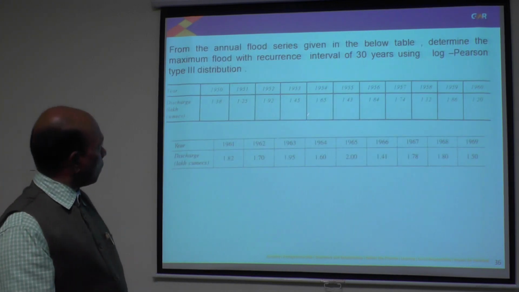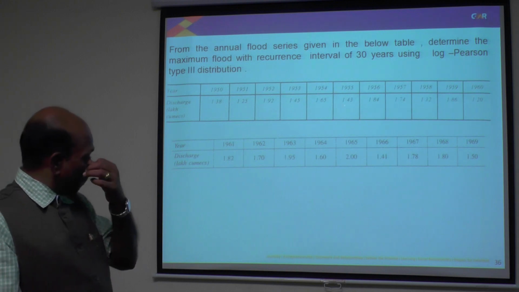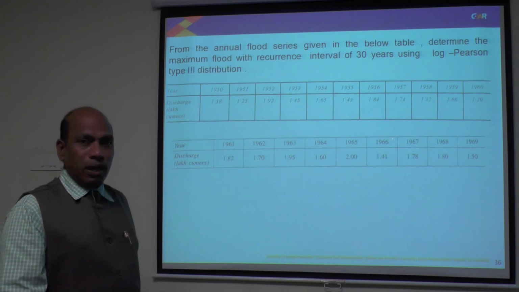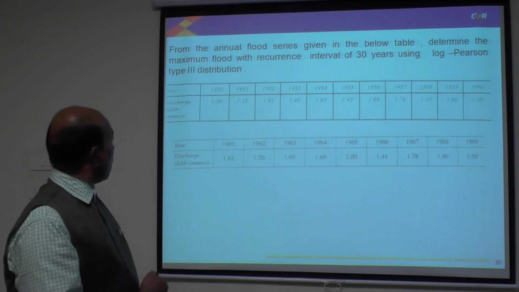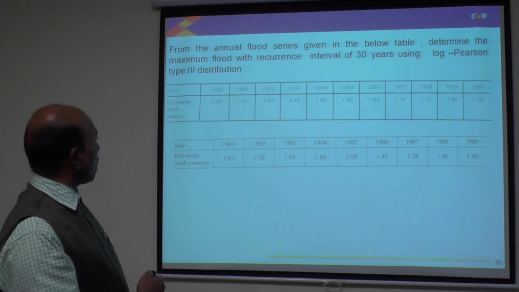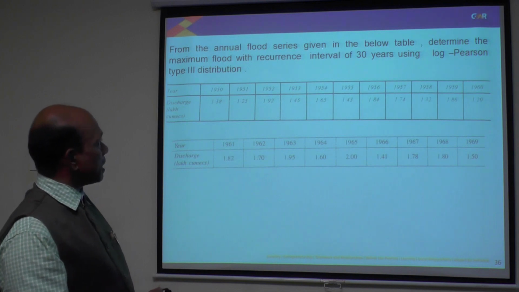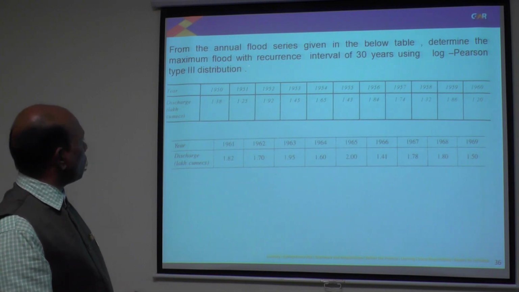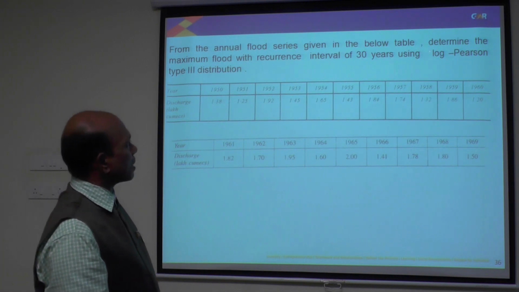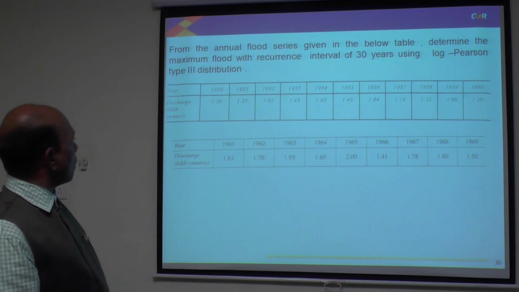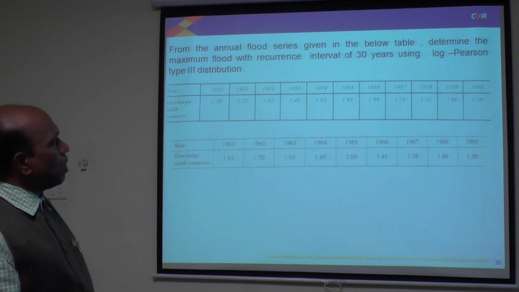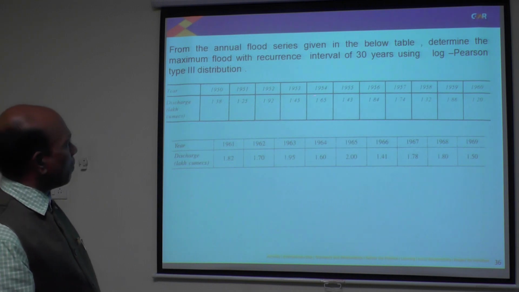This is one problem on calculation of peak discharge by using the log Pearson type 3 distribution method. Here also they have taken an annual flood series table. Determine the maximum flood with a recurrence interval of 30 years by using the log Pearson type 3 distribution method. Here they have given years.